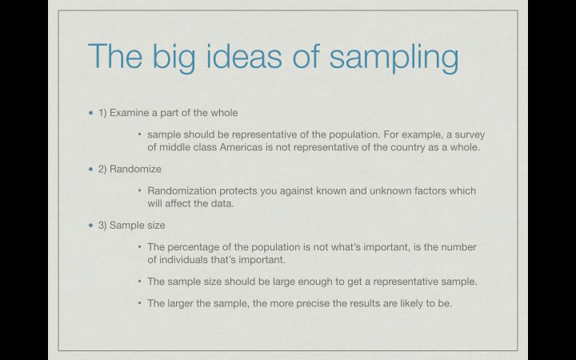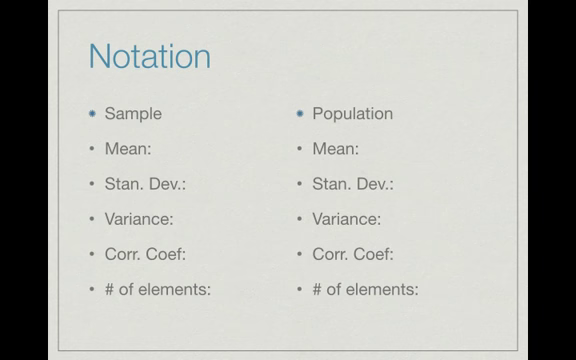Now, one other thing as we're going to start switching back and forth from looking at a population as a whole to a sample and vice versa, we are going to notice some difference in notation. So some of the common ones that we're going to need for sample and population are mean, standard deviation, variance, correlation coefficient, and the number of elements. So I just want to give you a little rundown of some of the notation that you're likely to come across.